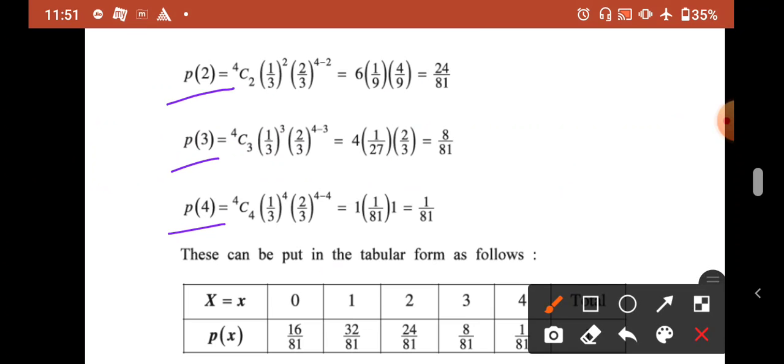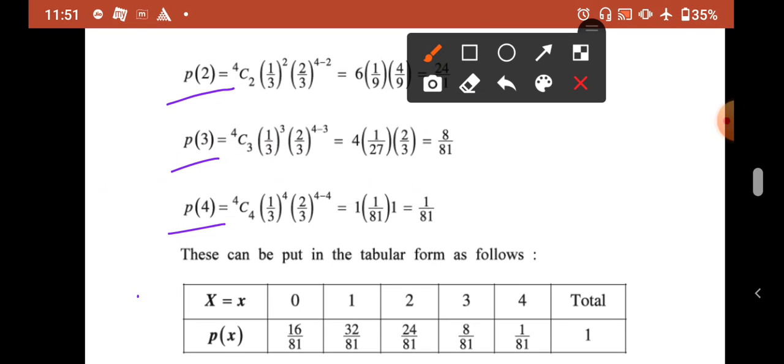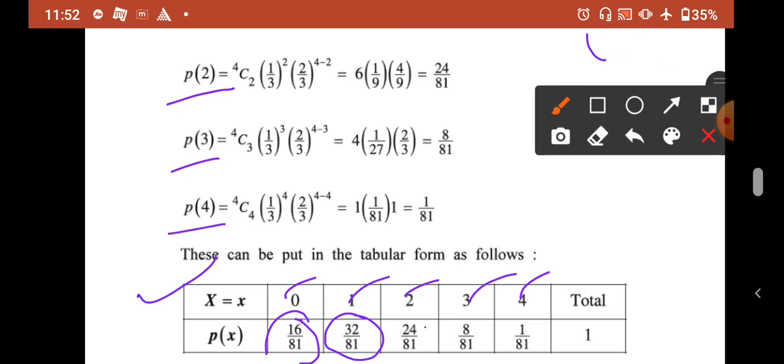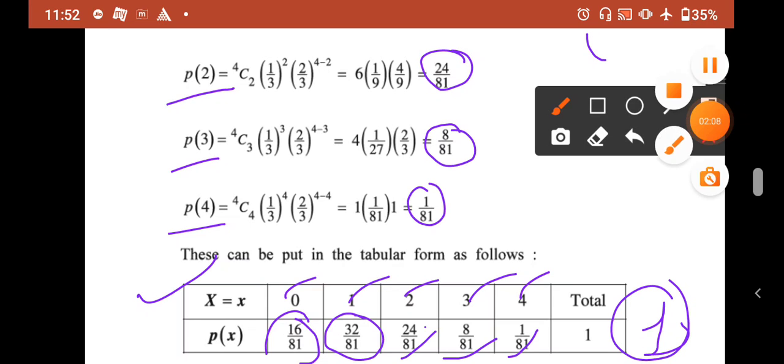So we will find the values respectively, then we will prepare a table like this: 0, 1, 2, 3, 4, and we will keep the values. For p of 0 the answer is 16 by 81, p of 1 the answer is 32 by 81, p of 2 the answer is, you have found it, 24 by 81, then 8 by 81 and 1 by 81 respectively. Okay, and the total will be 1. So this is the tabular form.